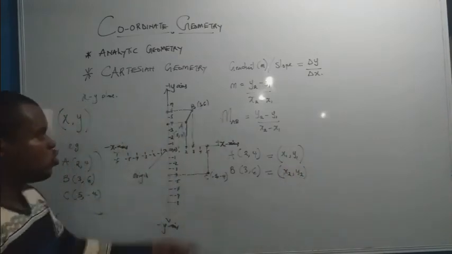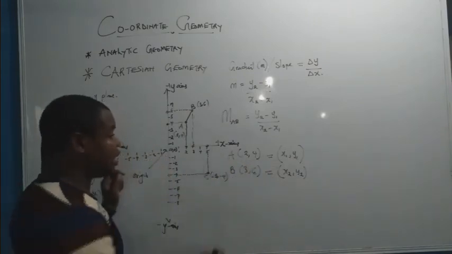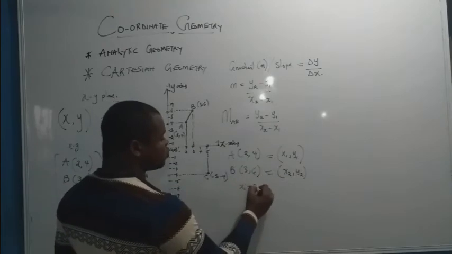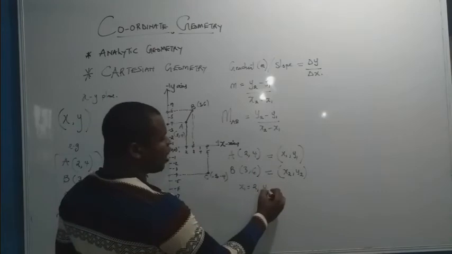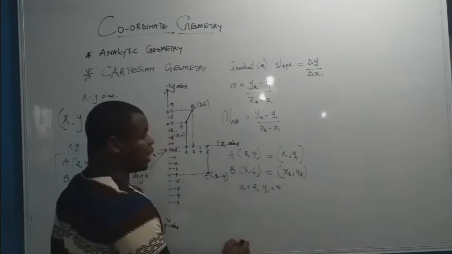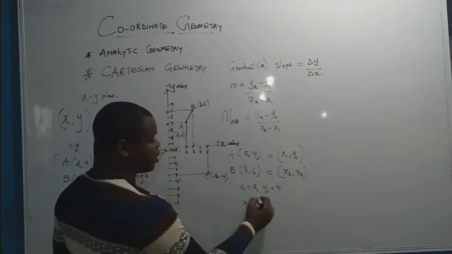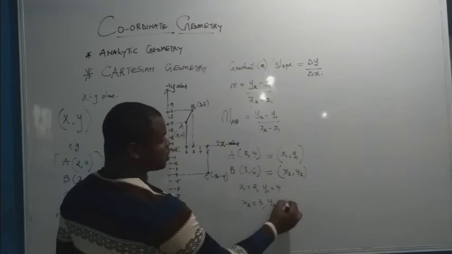Is that clear? So what can you deduce from this expression? You can see the equal to sign. It simply means that x1 is your 2, while your y1 is your 4. Is that clear? Then your x2 is your 3. Alright? While your y2 is your 6.